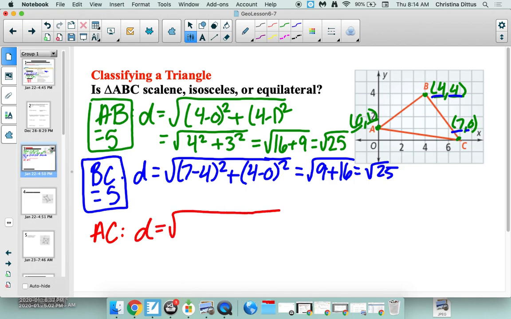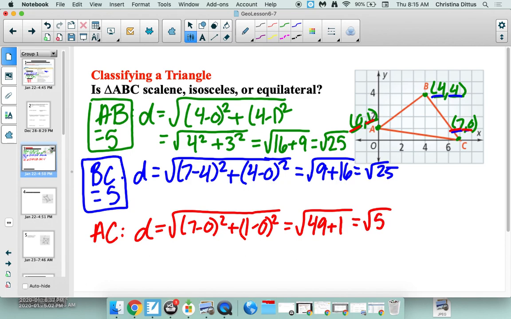X values are 7 and 0. Y values are 0 and 1. We love zeros. Zeros are my favorite. 7 minus 0 is 7. 7 squared is 49. 1 minus 0 is 1. 1 squared is 1. So this gives me the square root of 50.